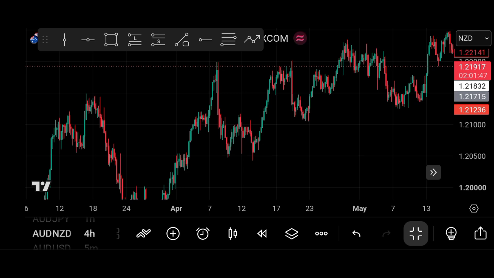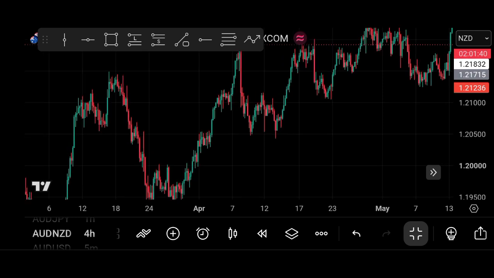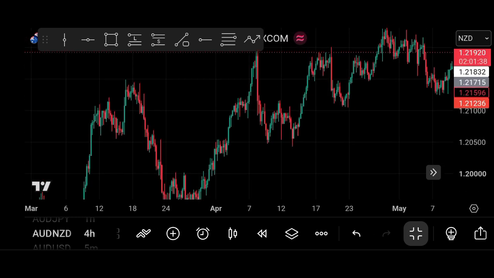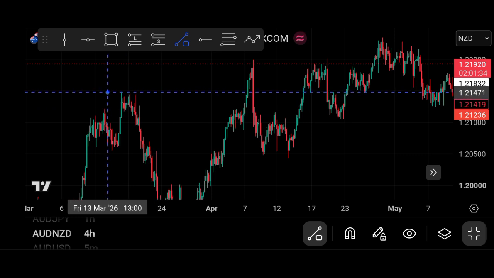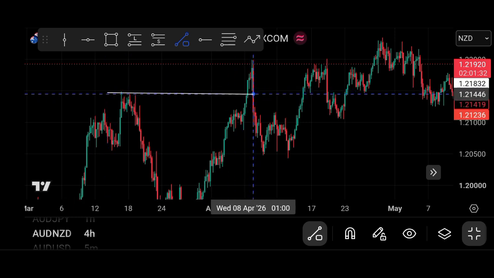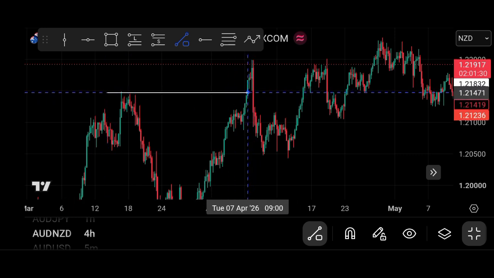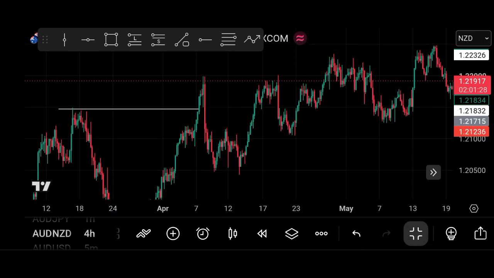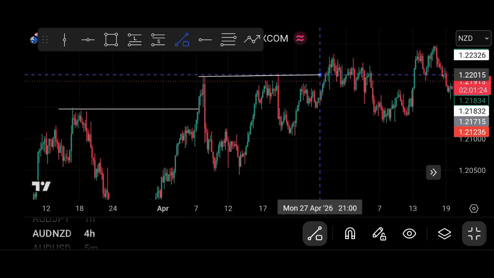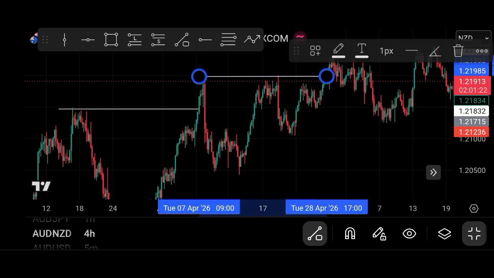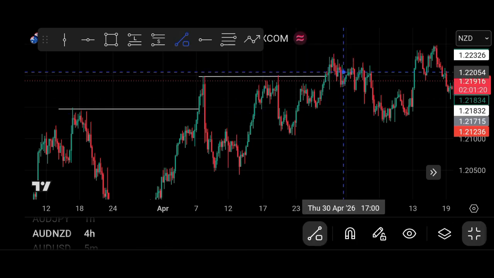Let's hop into the chart. So what we are currently looking at is AUD New Zealand dollar on the 4 hours time frame. From here we can see that we are on an uptrend, and it's easy to spot because of the new highs being created. This is a recent break of structure to the upside. This is another break of structure to the upside, and this is another break of structure to the upside.